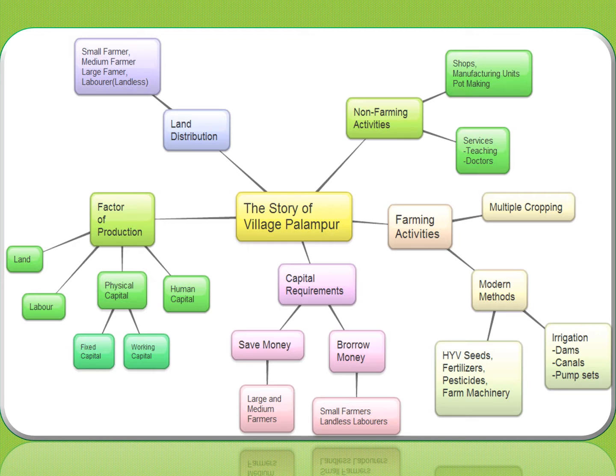In the center of the double page, you will write the story of the village of Palampur. So this story will be the center of your double page. After that, I need you to move in this direction to the left, the westward direction, and you will write only this part of the mind map: factors of production.